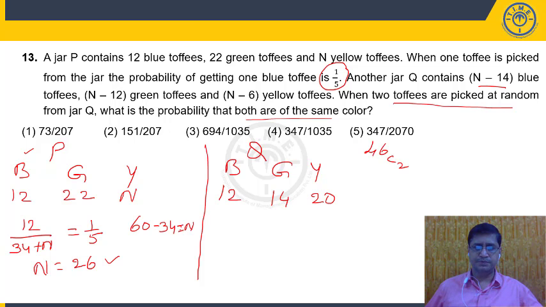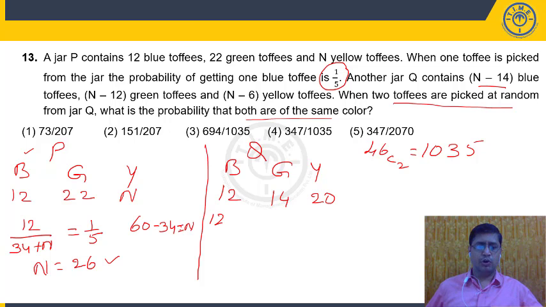46 C2. 46 C2 means what is the value? 46 into 45 by 1 into 2. Now 23 into 45, it is 1035. Then what about the favorable conditions?